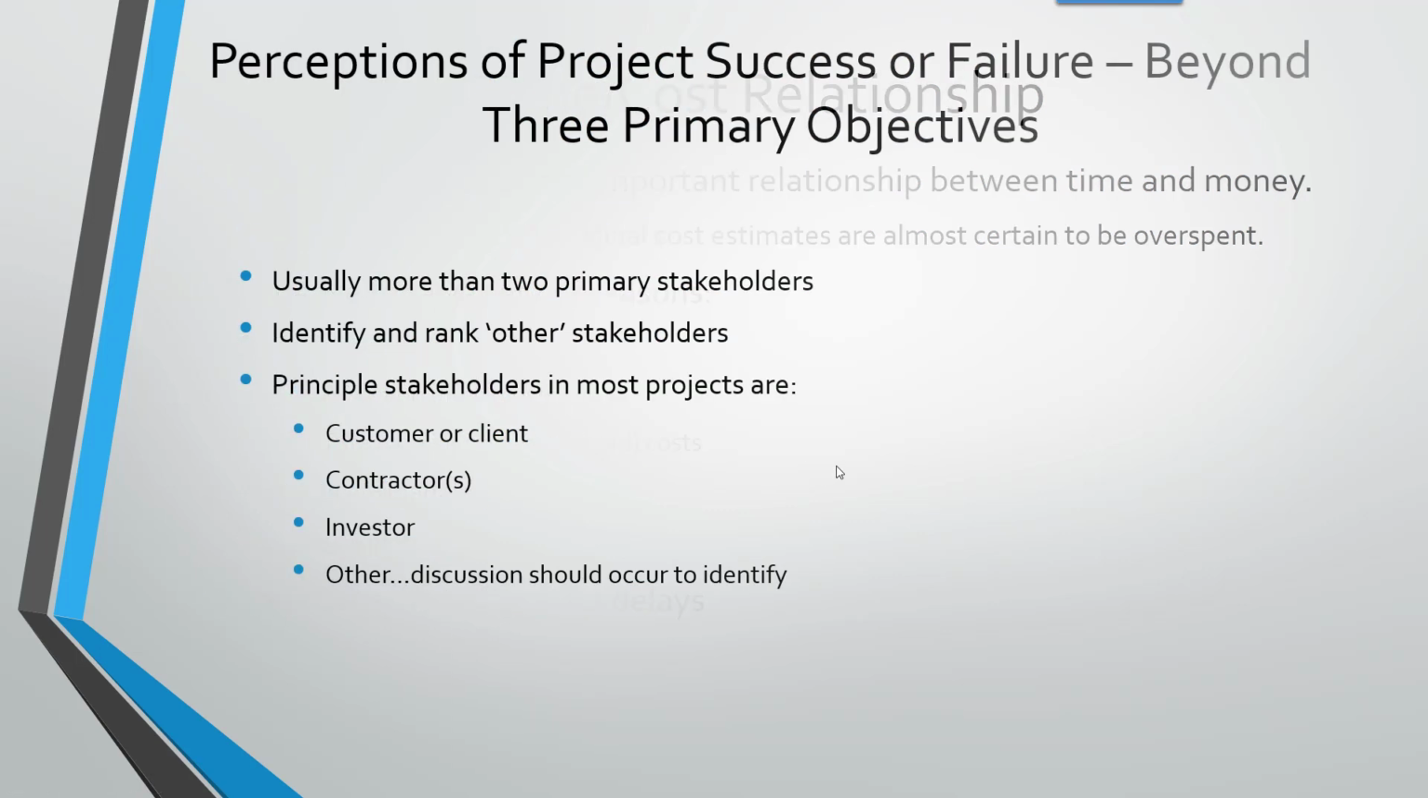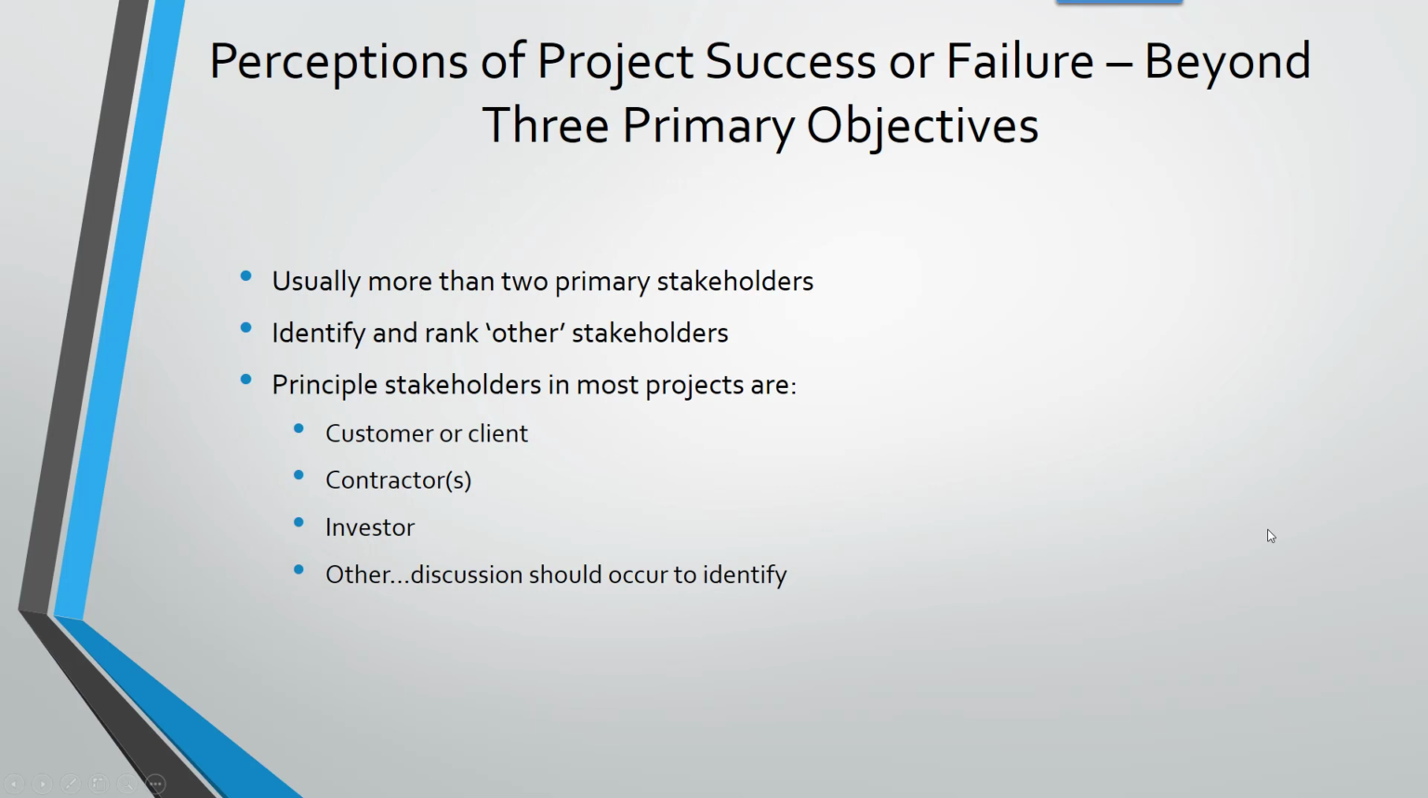Okay. Perception of project success or failure beyond the three primary objectives. Usually there are more than two stakeholders, right? So you need to identify and rank the other stakeholders, and their perception of whether the project succeeded or failed. So customer or client, contractors, investors, others. All right. So there needs to be a discussion within the organization about who those people are, and make sure to have those people addressed and in the loop.